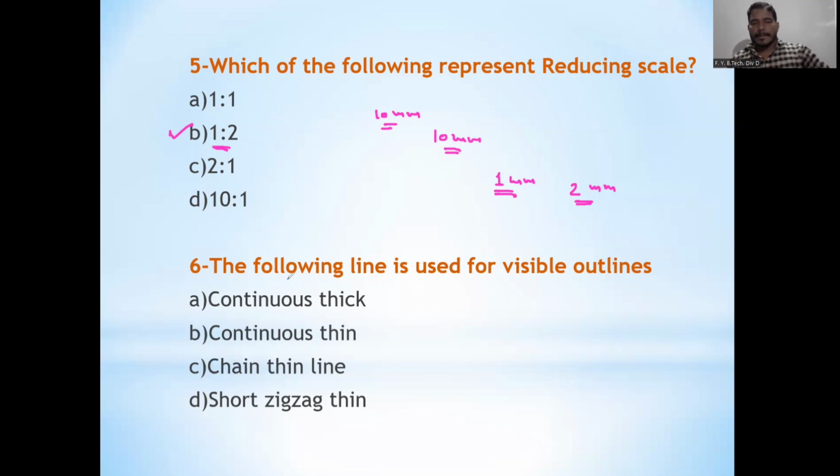Now next, the following line is used for the visible outlines. Already we have seen this, so it has just been asked in a different way with this question, because we know visible outlines are there. So for that we are using the continuous thick line. Okay, so option A will be correct here. Then next we'll see.